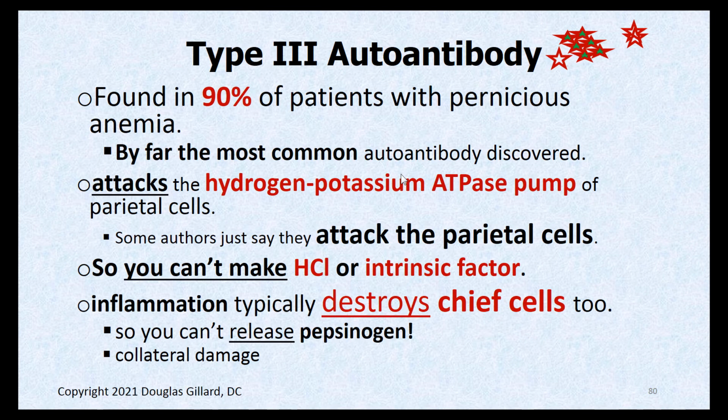Then we come to the big one. These are type 3. About 90% of the patients have autoantibodies that are type 3 in classification. And these are the ones that attack the parietal cell. If you really want to get specific, they actually attack the proteins on the hydrogen-potassium ATPase pumps. I won't go any deeper than that. There's a specific protein that they attack. But that's good enough. So the board question could say type 3 autoantibodies attack hydrogen-potassium pumps.